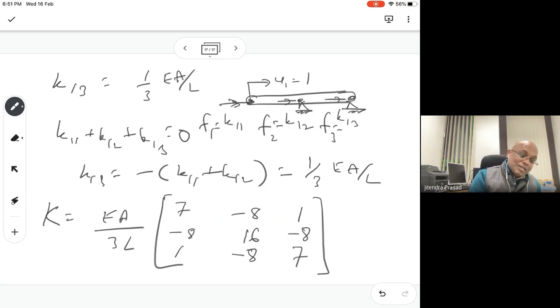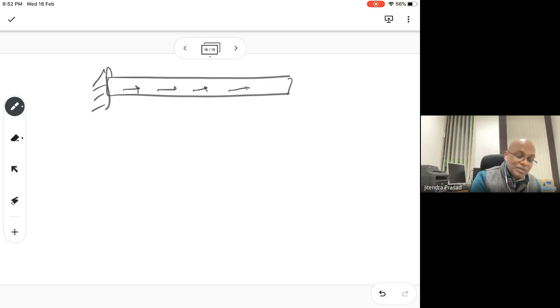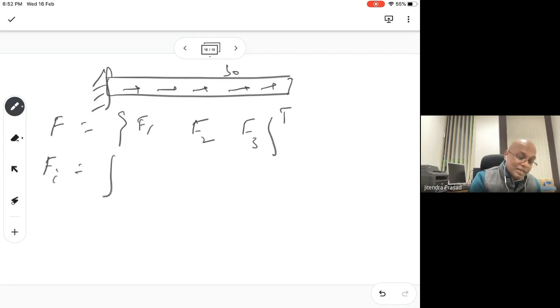Okay, once you have that, coming to the original problem, you are going to fix it, and you have D naught here, and then you are going to solve it. But the force we don't know yet. And what is the force? F equal to F1, F2, F3 transpose, and Fi is given by B naught in this case. In fact, you can write it as the integral of Bx Ni dx from 0 to L. In this case B is constant, so B naught will be there.